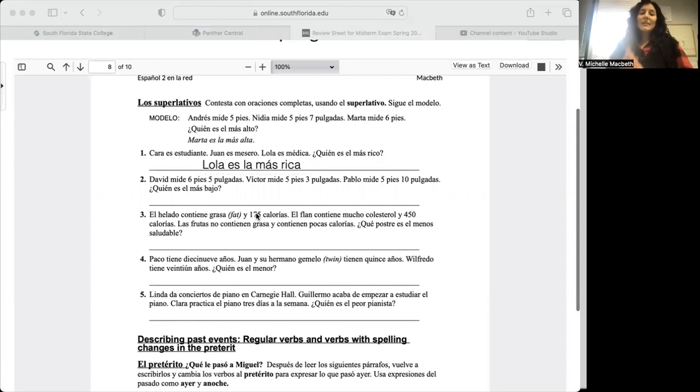She's the richest. So, okay, so David is 6 feet 5 inches, Victor is 5 feet 3 inches, and Pablo is 5 feet 10 inches. Who is the shortest? Victor, right? So, Víctor es el más bajo. He's the shortest.